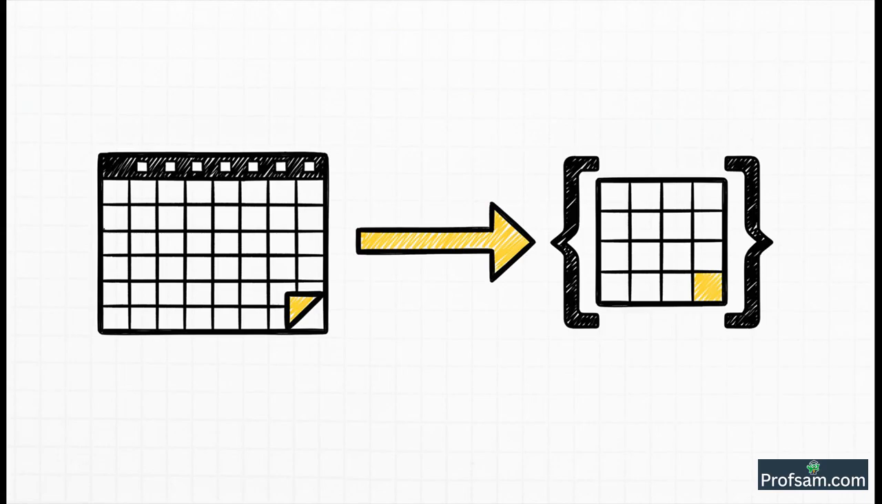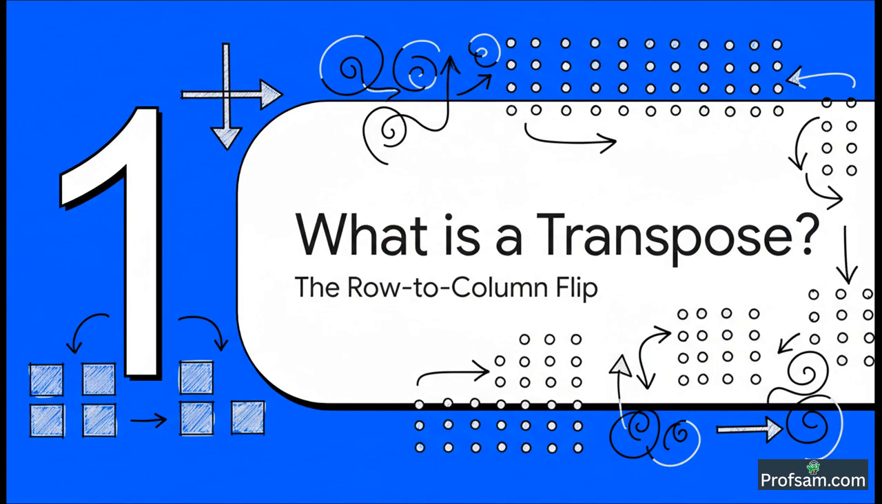It's called the transpose. And the best part? You already understand the basic idea intuitively. So seriously, don't worry about this topic at all. It's going to be a piece of cake. Okay, so let's get into the details. What exactly is a transpose? Well, it's all about that one single simple idea, the row-to-column flip.